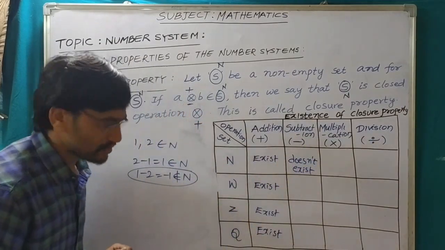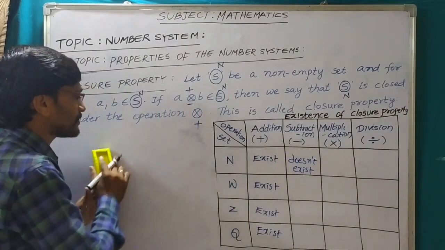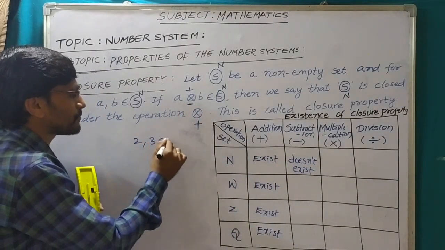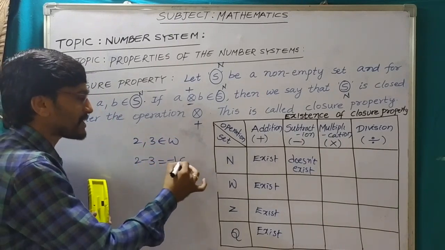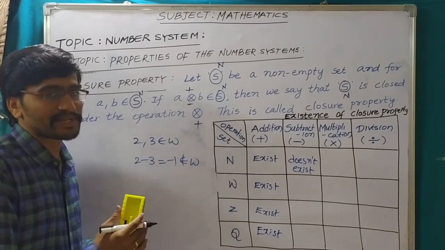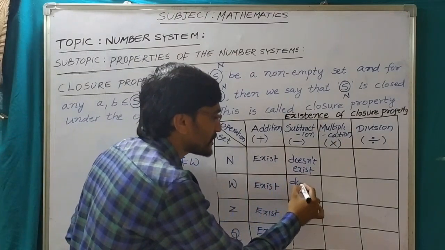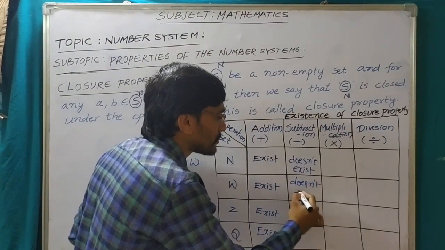For whole numbers, here I consider 2 and 3, which belong to whole numbers. Take 2 minus 3, which gives what? Minus 1. Is minus 1 a whole number? No, minus 1 is not a whole number. So here also it does not exist.